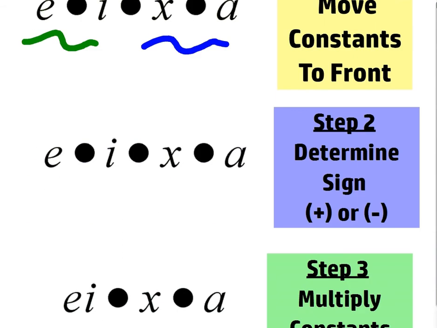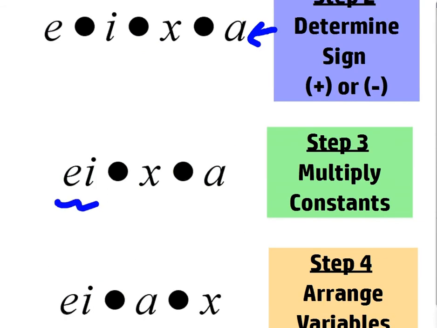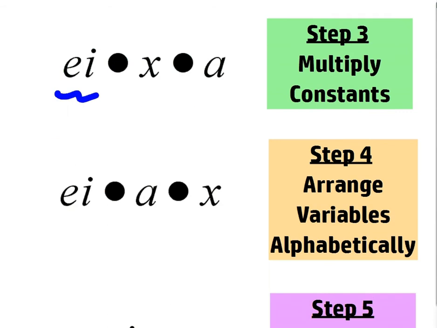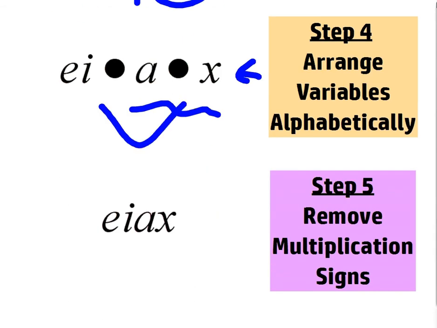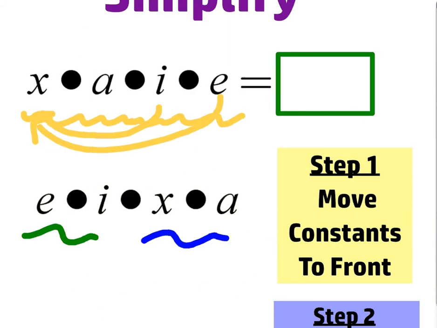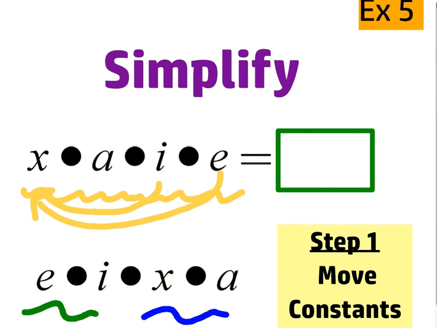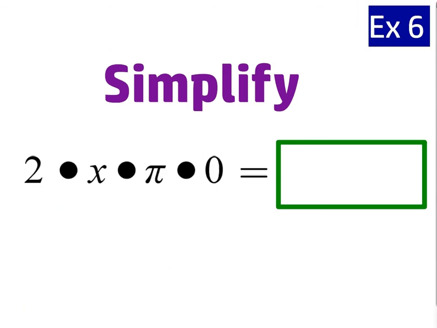Okay. Next we're going to determine the sign. This one's easy. There's no negatives, so we can just leave it the way it is. Then we're going to multiply our constants together, so it just gives us EI. Then we're going to arrange the letters alphabetically, or variables. So A comes before X. And then we can just remove the multiplication sign. Final answer, EIAX. Now I don't know if you'll ever see that in math, but it's just a good example to follow to get good at arranging these and multiplying these and simplifying these more efficiently.